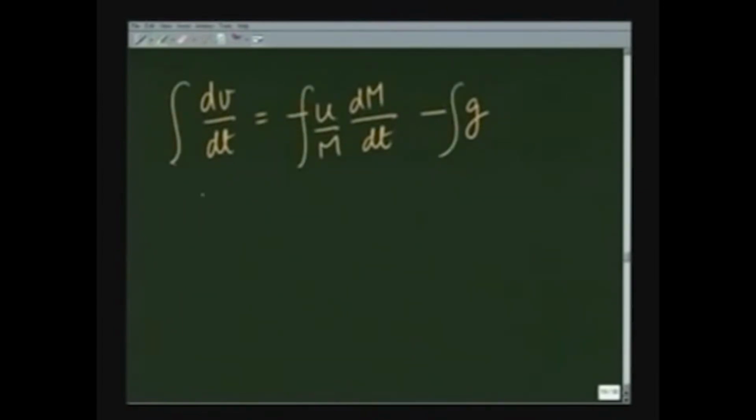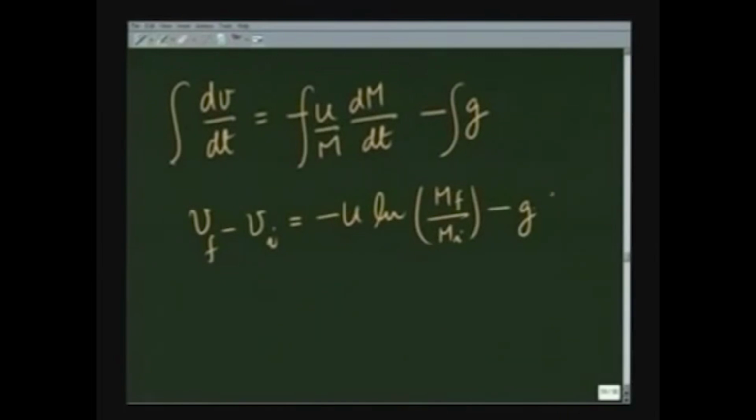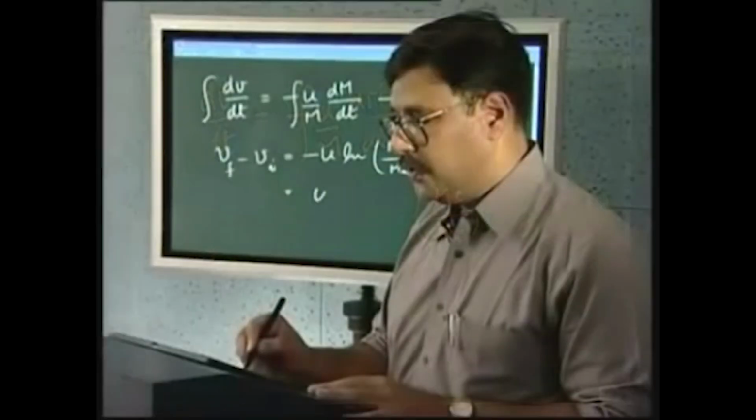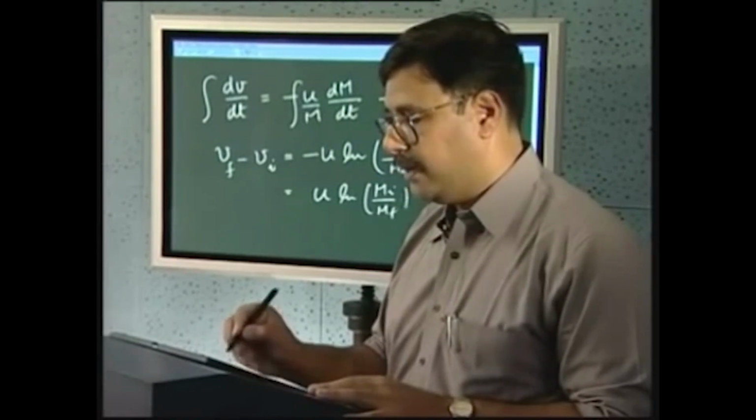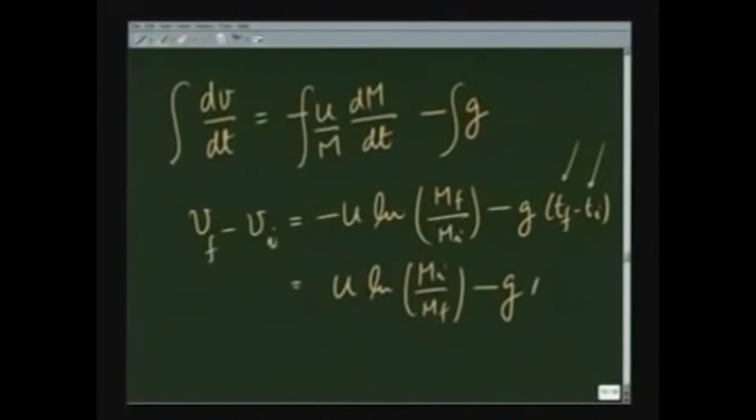since u is a constant, I get v final minus v initial equal to minus u log of m final over m initial, minus g times t final minus t initial, where the rocket was fired at initial time ti and went up to tf. This is the same as u log of m initial over m final, minus g delta t, where delta t is the time for which the rocket was fired.